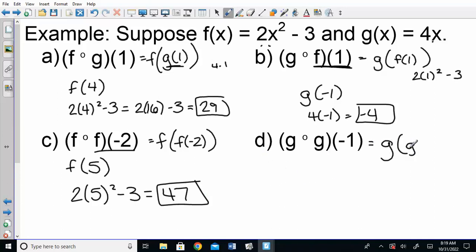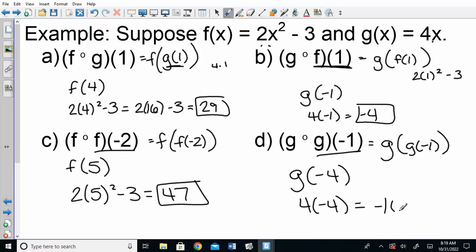All right, last one like this. g composed with g of negative 1. If you put a negative 1 into g, what do you get out? Negative 4. And then if I put a negative 4 into g, negative 16.